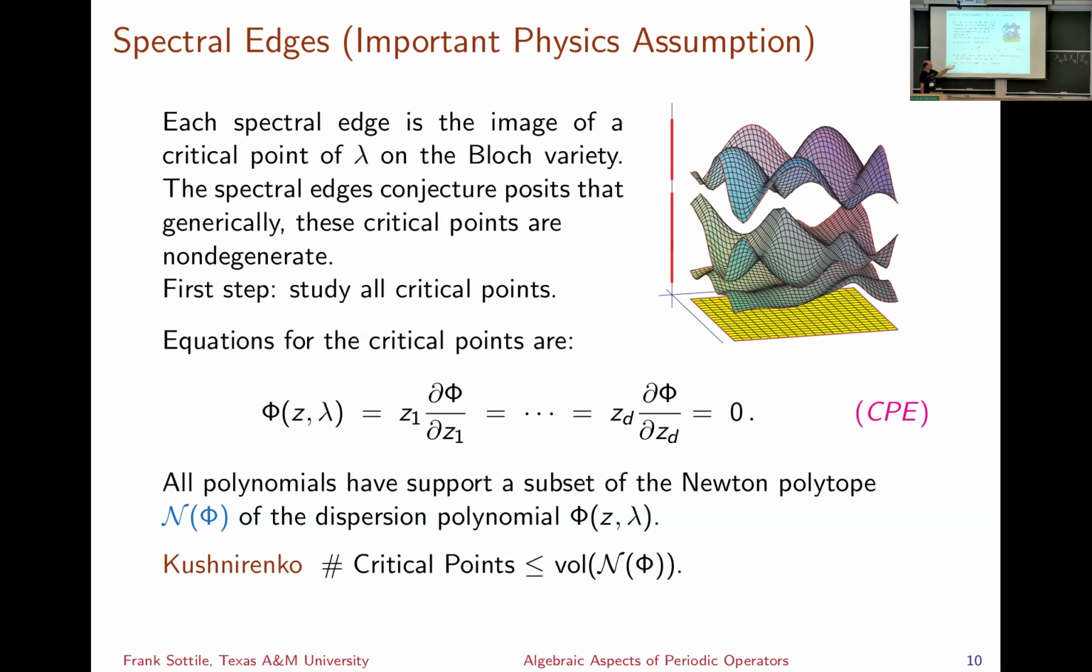And just by Kushnirenko's theorem, because these have all the same support, you know that the number of critical points, the number of solutions to this, is at most the volume of the Newton polytope normalized appropriately. That's a standard input. You can even get that from Wikipedia.